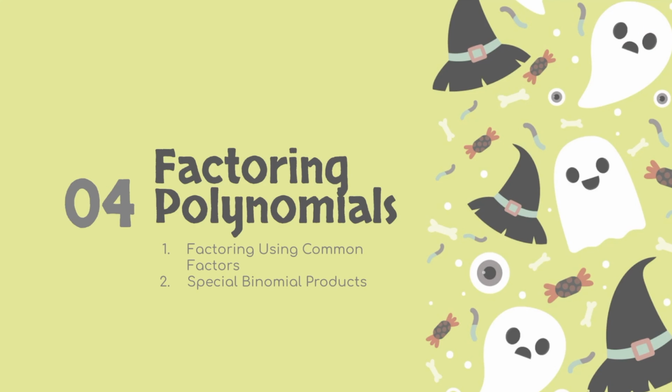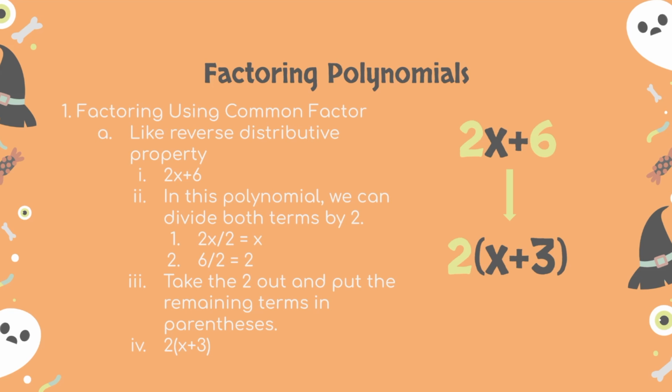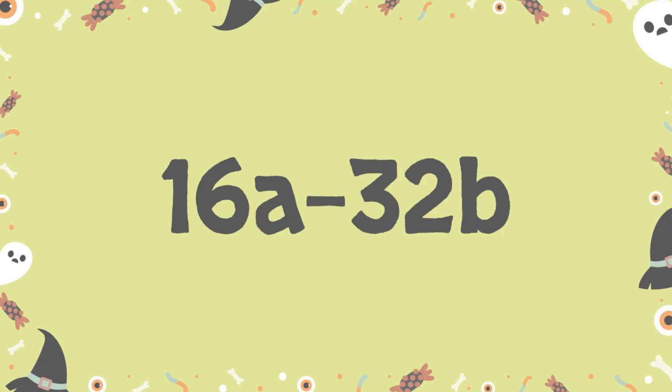Finally, let's learn how to factor polynomials. Factoring polynomials using a common factor is like reverse distributive property. Take 2x plus 6, for example. Both terms can be divided by 2. 2x divided by 2 is x, and 6 divided by 2 is 3. So what we do is we take out the 2 and put the quotients in parentheses. The answer to this problem would be 2 times x plus 3.